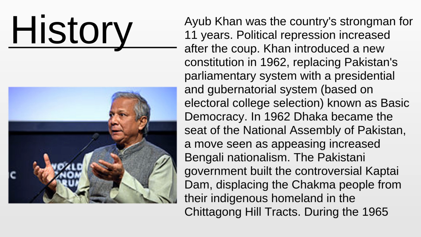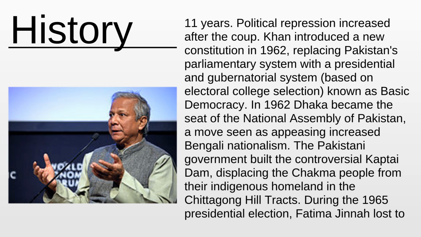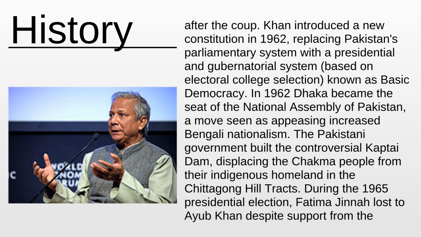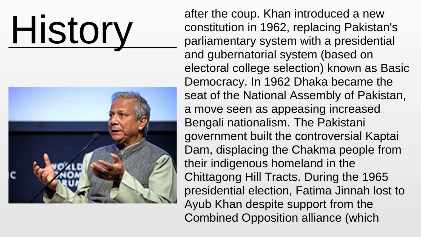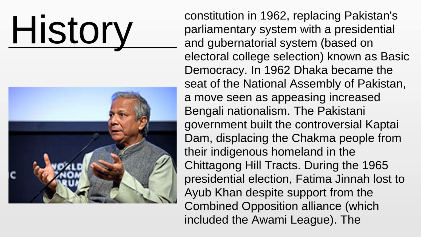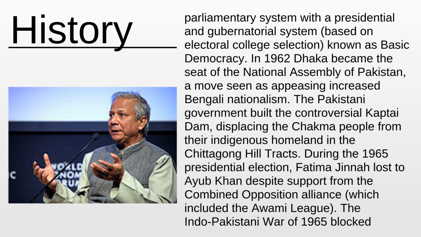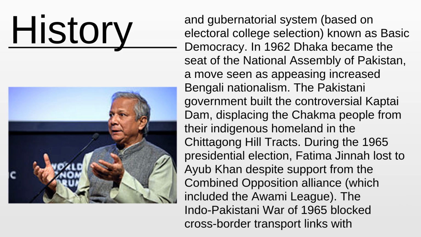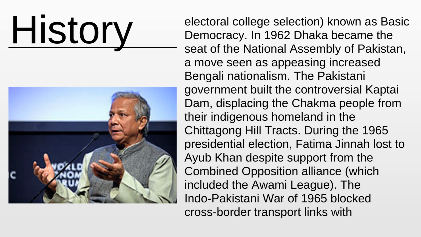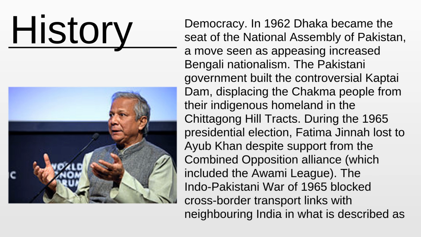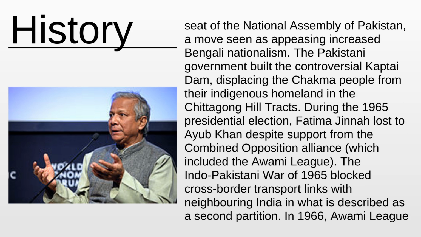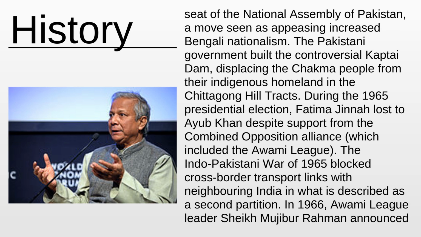Political repression increased after the coup. Khan introduced a new constitution in 1962, replacing Pakistan's parliamentary system with a presidential and gubernatorial system, based on electoral college selection, known as basic democracy. In 1962 Dhaka became the seat of the National Assembly of Pakistan, a move seen as appeasing increased Bengali nationalism.